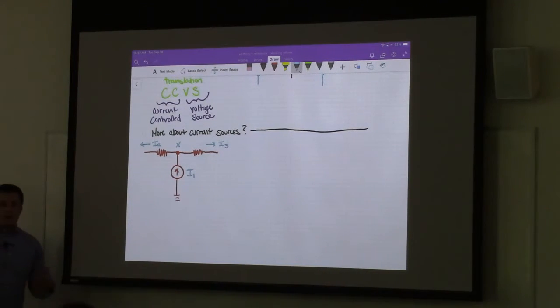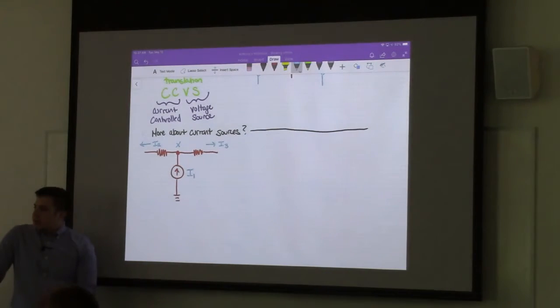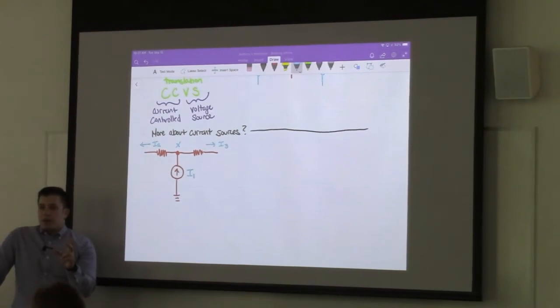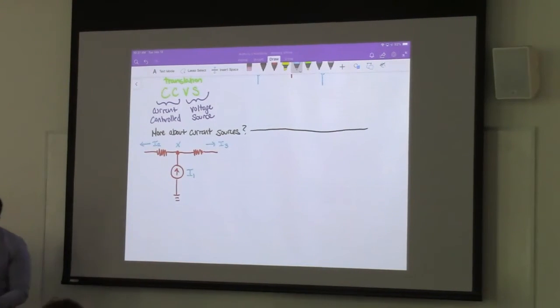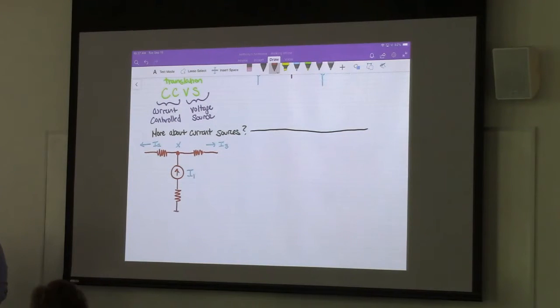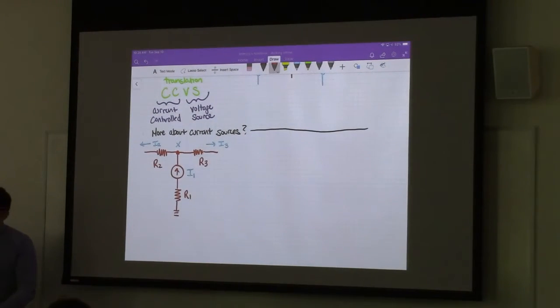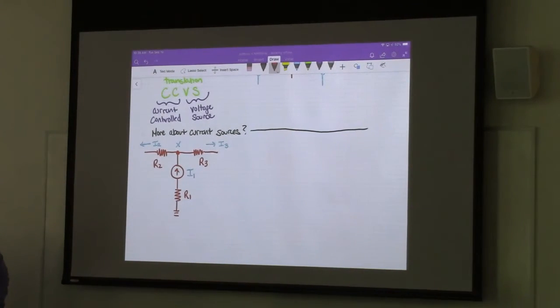of I1. So just like the way that an independent voltage source tells you what the voltage is across two nodes, a current source tells you what the current is flowing along a branch. Doesn't matter what else is happening along that branch. The current flowing along it is equal to that I1. So how would we treat this? If we were to write out KCL, what would KCL look like? We would have I1 is equal to I2 plus I3, right? The current coming into the node is equal to the two currents leaving it.